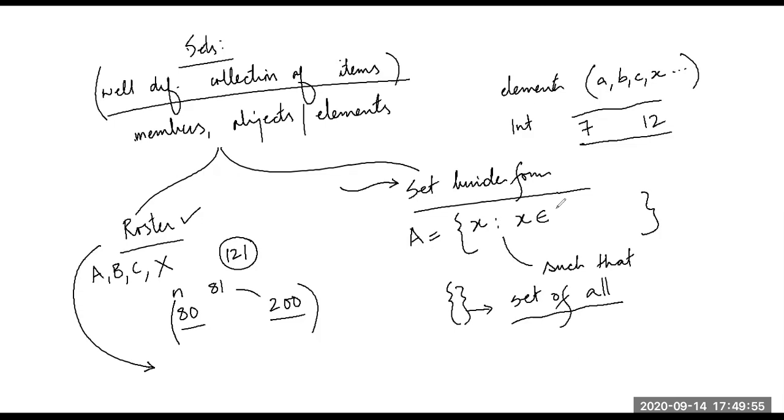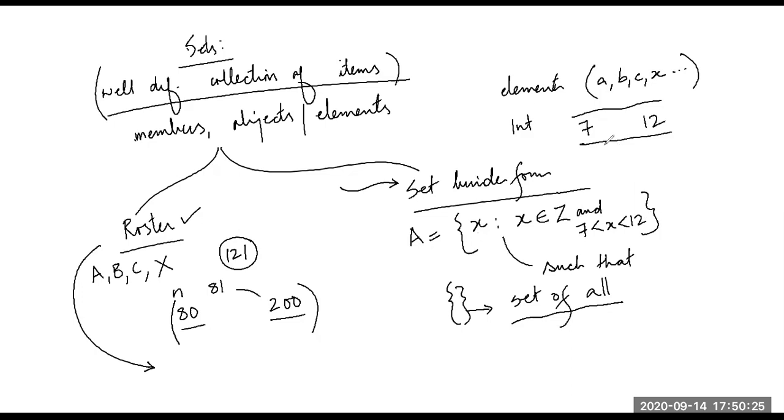Z. Now, if I say x belongs to Z, this means a set of all the integers. No, I have to limit the integers to only between 7 and 12. So I can use a comma also, or I can use 7 less than or equal to x less than or equal to 12. What does it mean? That x lies between 7 and 12.